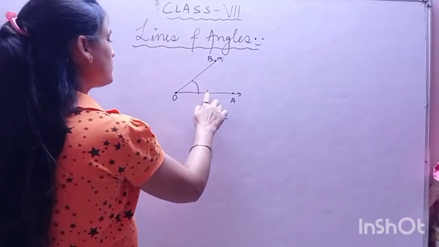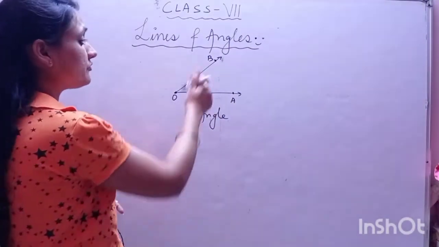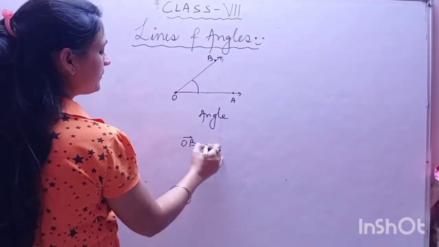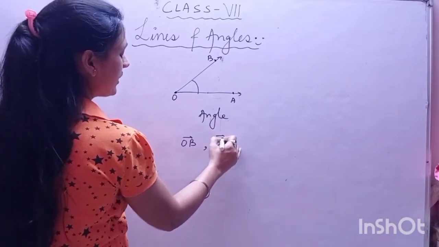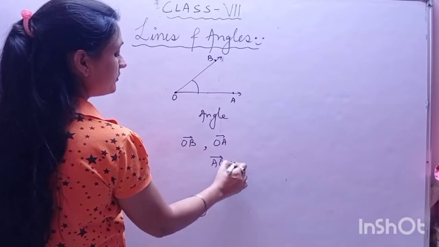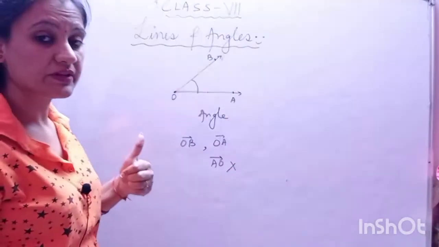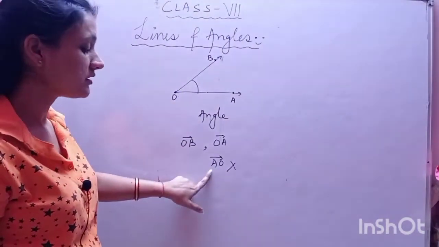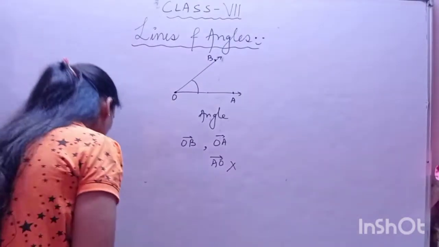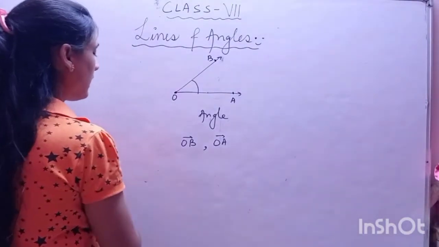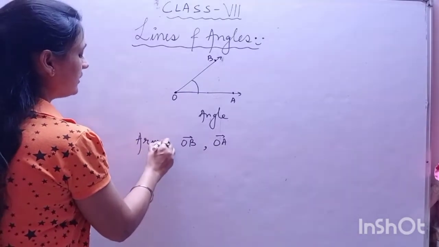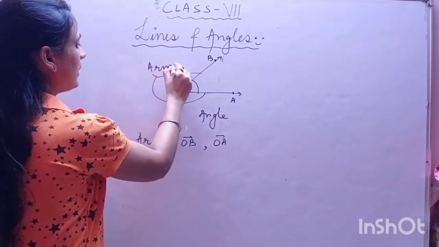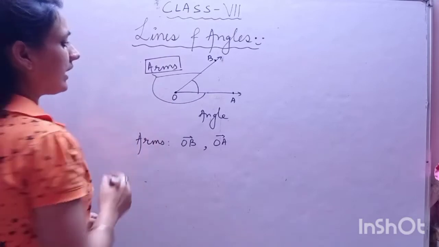Whenever they ask you to write down the names of the arms of an angle, how are you going to write it down? Write it like this: OB and OA. If you write AO, again it will be wrong. As I explained when I explained ray, the initial point is O, not A. So in this way you have to write down the arms of the angle. These two are the arms of an angle.